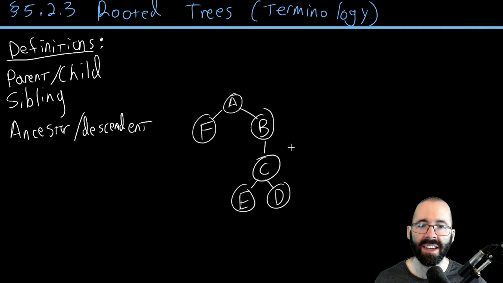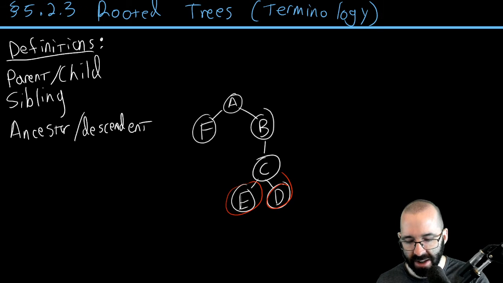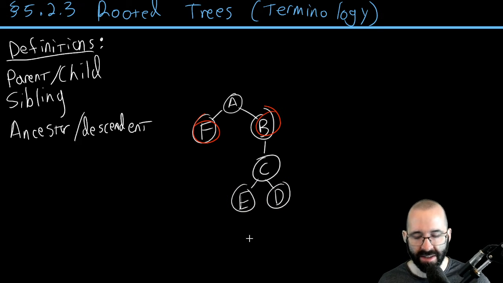Anyway, sibling. What do you think sibling is? Has the same parent. Okay, so E and D are siblings. F and B are siblings, and these are the only siblings in this graph.